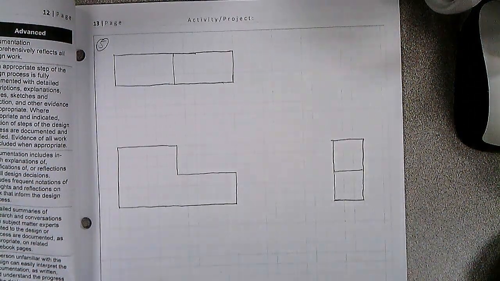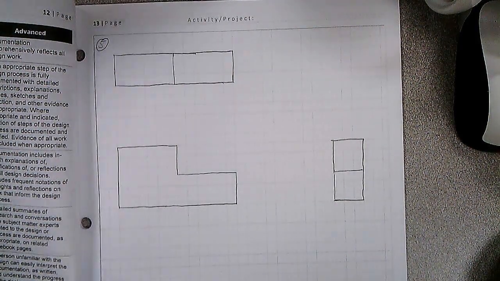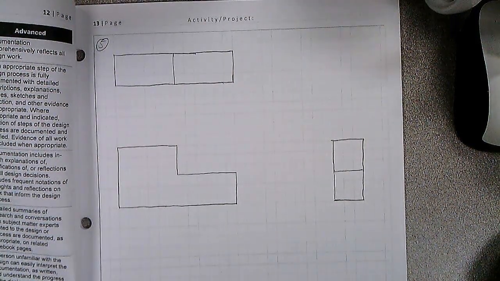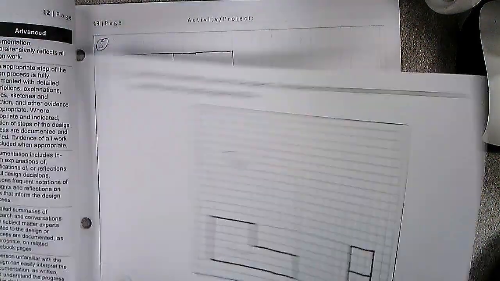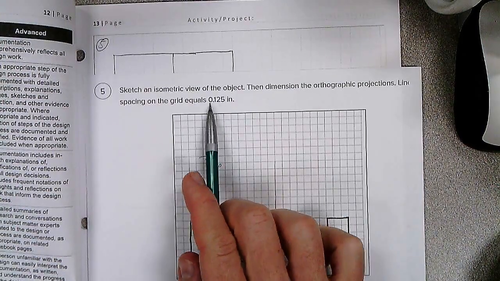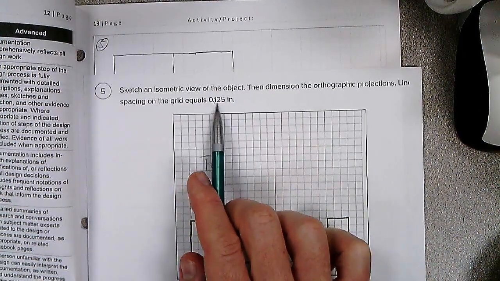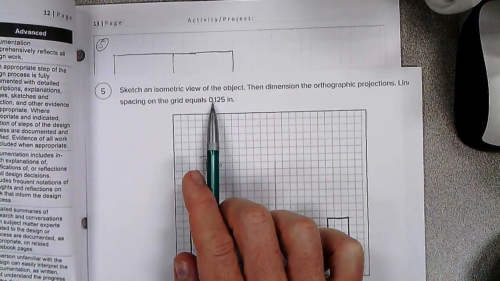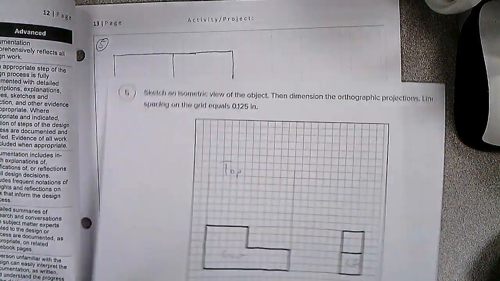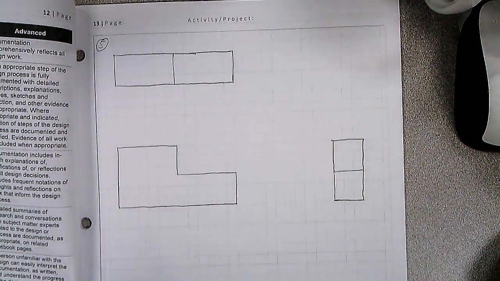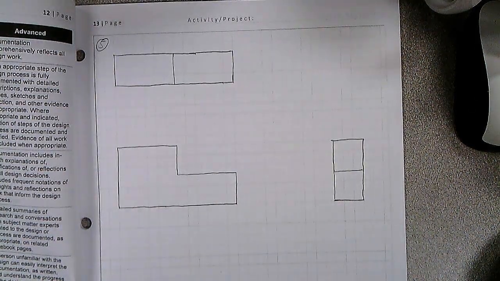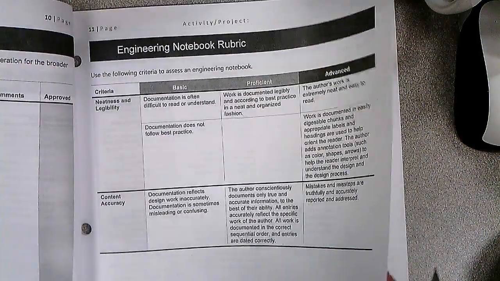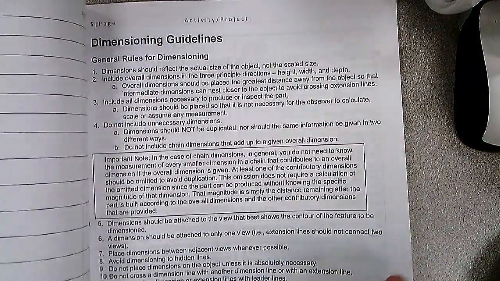Alright, so now that I have my 3 orthographic projections, it's time for me to add the dimensions. And here I need to follow my dimensioning rules, as well as make sure that I use this correct line spacing. So each line space counts each space in the grid counts as 0.125 inches. So I'll have to use that to calculate each of my dimensions. Alright, so I'm just going to flip to the rules and go.